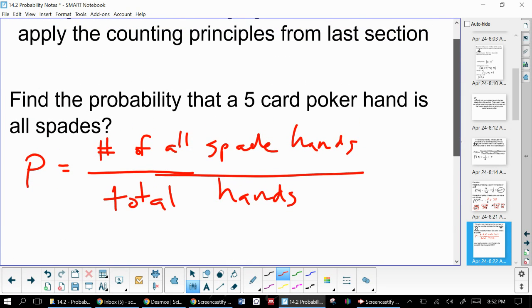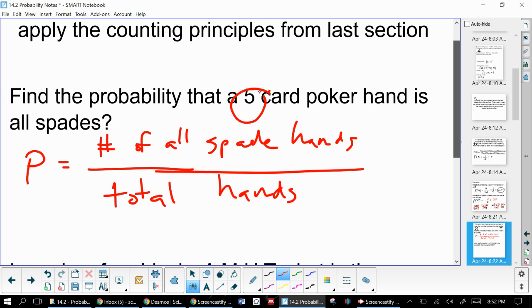So for this top, we have to decide how many spades are there total, and then how many ways are there to pick 5 of those. And then we also have to think about, does order matter? And in this case, in a poker hand, the order you're dealt the cards doesn't matter. So we're using a combination. So we've got 13 spades. We're going to choose 5 of them. That right there represents the number of all spade hands, the number of ways we can get 5 spades out of this deck.